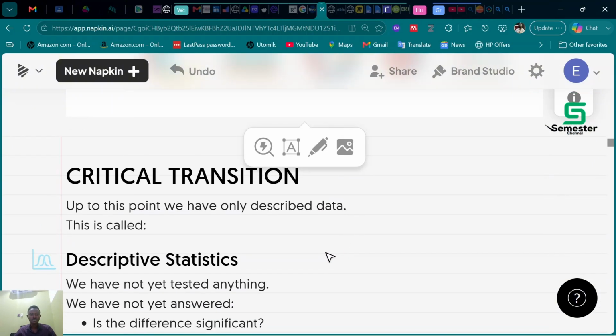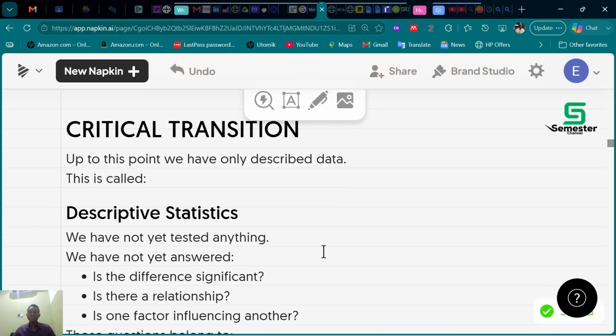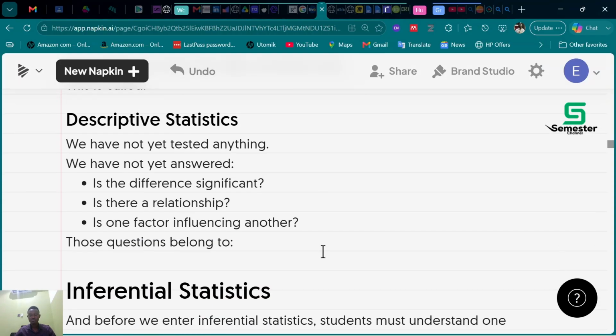Let's move on. So now, what you have learned so far is describing your data. We have not yet tested anything. We have not yet answered, is the test significant or not? Is there a relationship? Is one factor affecting the other? If you want to know these, then you have to get into the next one, which is inferential statistics.